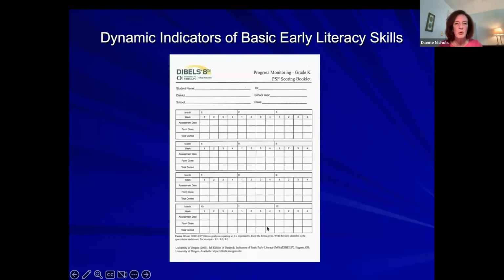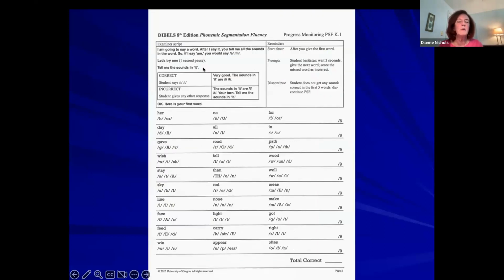This is kind of the score recording, but it also has a graph. But this is the actual what you would do and say. So this sample page, your verbal instructions to the student would be, "I am going to say a word. After I say it, you tell me all the sounds you hear. So if I say am, you would say /a/ /m/." Then the instructions also give some practice items and then scripted feedback. And then you'd get ready and start a timer.